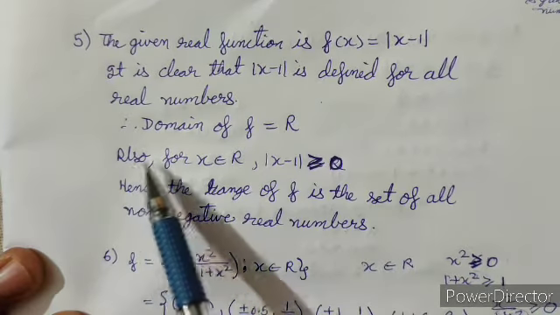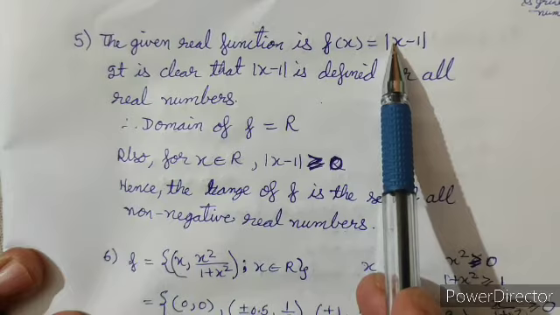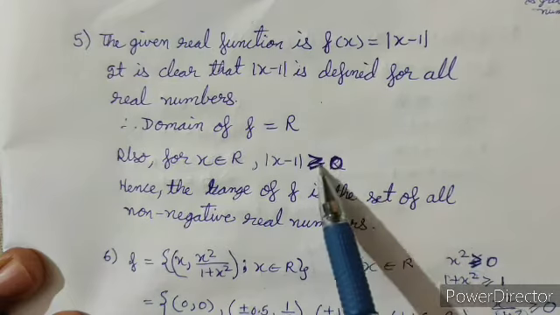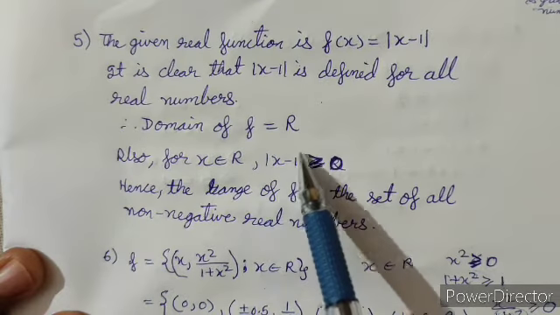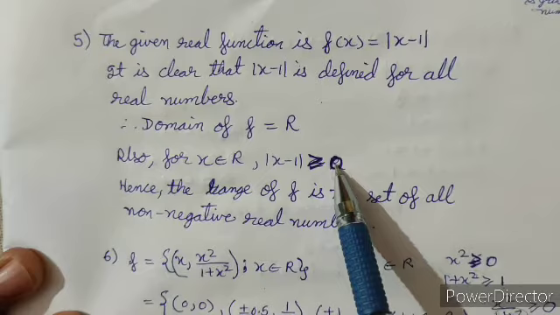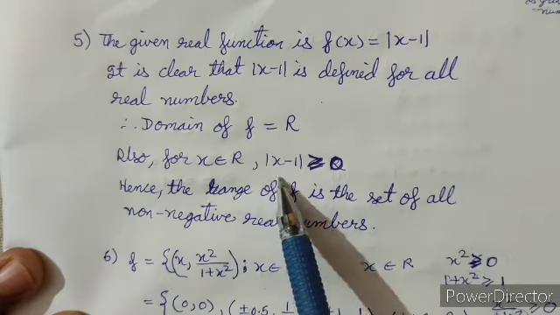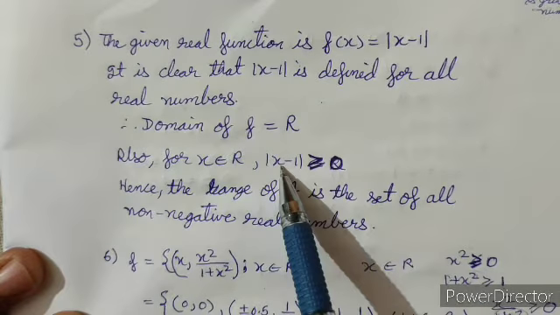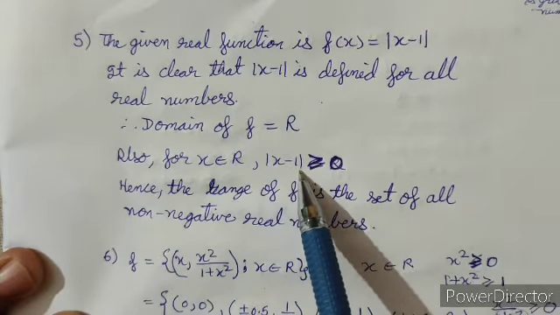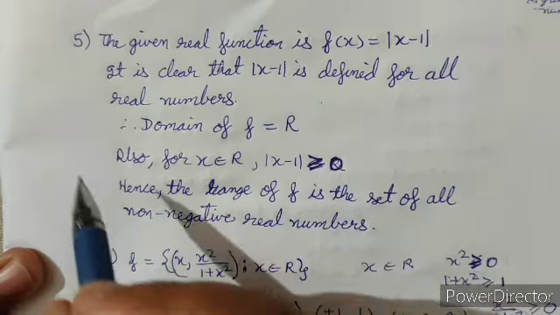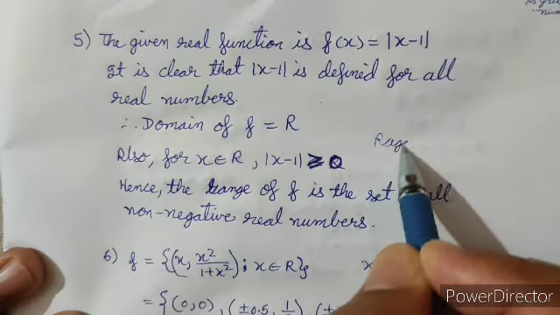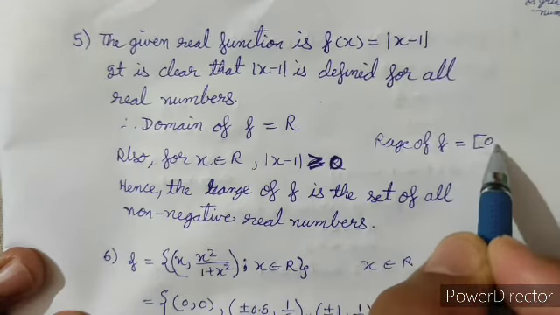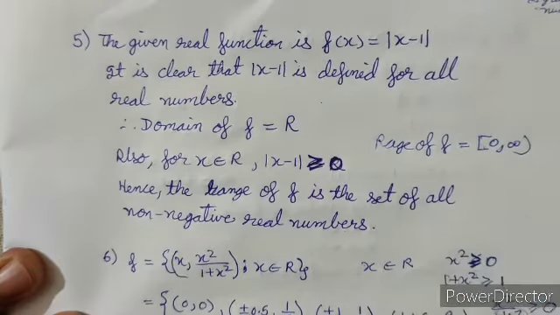Now, also, if x belongs to real numbers, then mod of x minus 1 will be greater than or equal to 0, as the modulus of a real number is always greater than or equal to 0. Hence, the range of the function f will be the set of all non-negative real numbers, or you can say that the range of f is the set of all non-negative real numbers, or you can say from 0 to infinity.